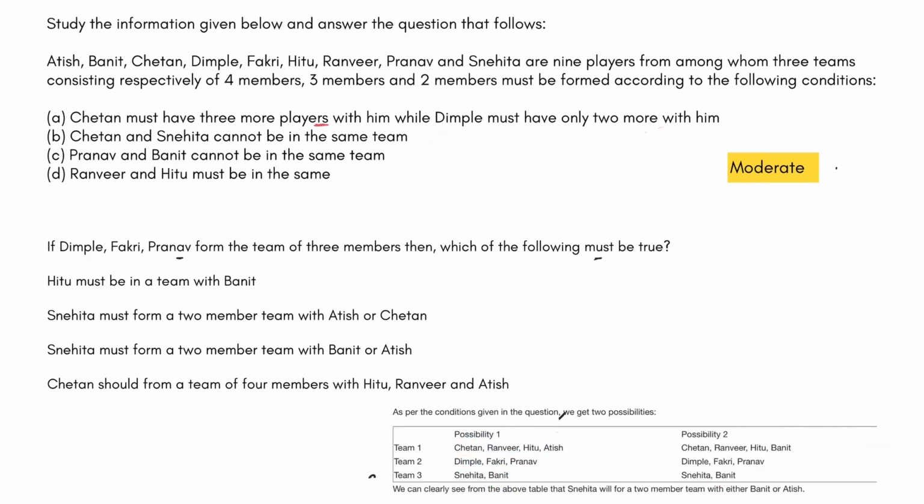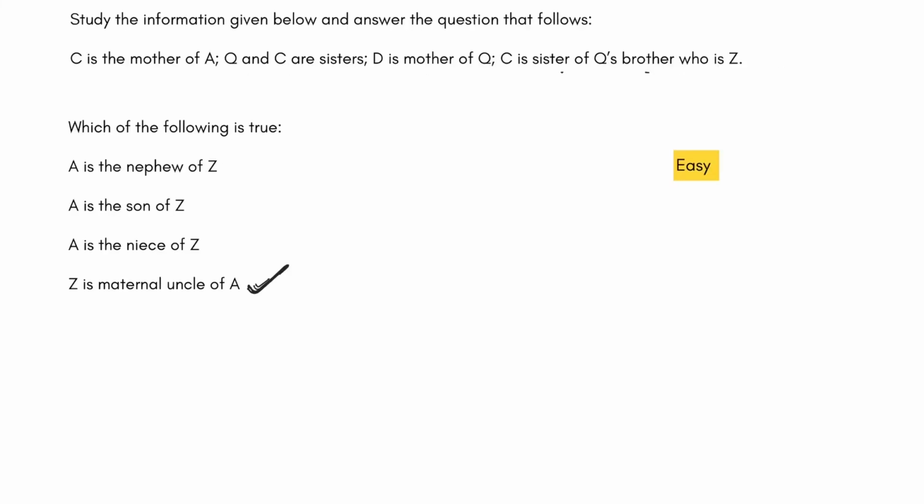This I would keep as moderate. Okay, you can easily solve it. Okay, there is no problem. Once you get these conditions, there are only two cases. This has to be Atish. So Atish and Banet. Okay, this is the only point where you will find two different cases. Okay, so it will take time, but it should give you the answer. Okay, not a difficult problem.